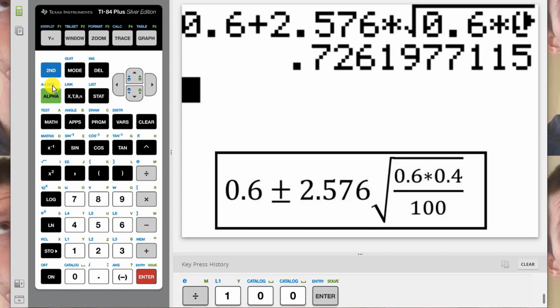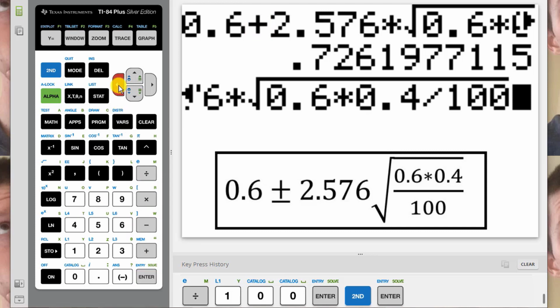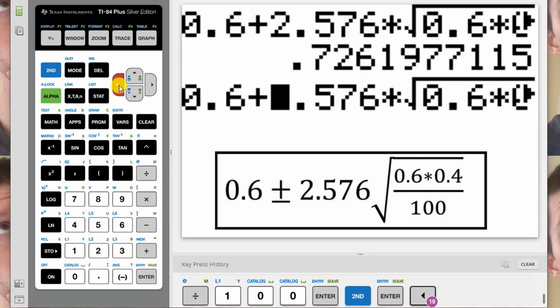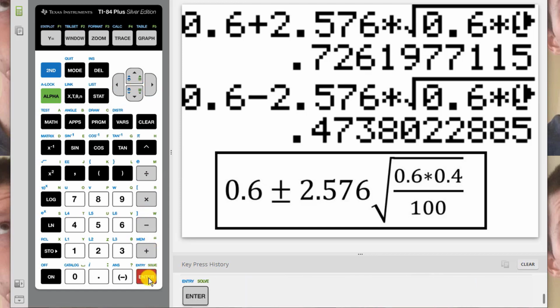The lower bound is just the same thing, but the plus sign needs to change to a minus sign. On this calculator, I can press second and then enter, which brings up my previous calculation. And then I can scroll back through to the left and change this plus sign to a minus sign. And when I press enter, we get the lower bound.